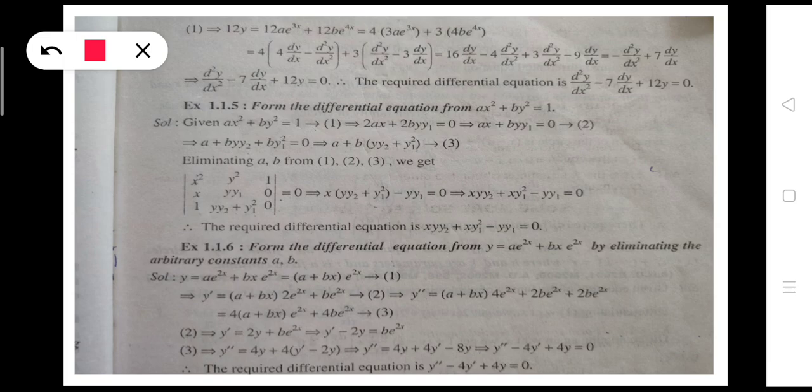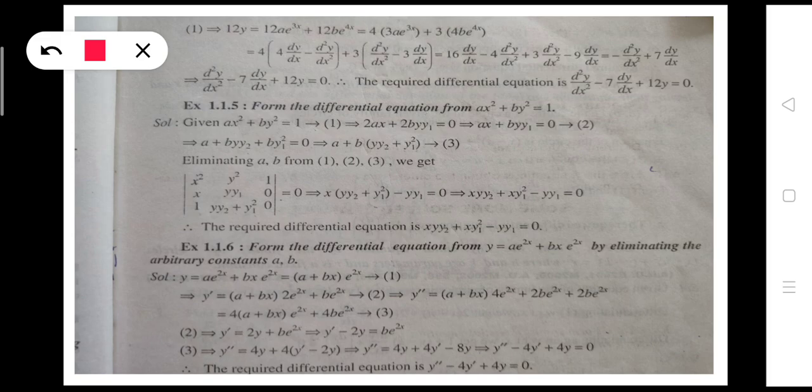Now simplifying, we got y double dash, we have to again differentiate with respect to x, that is y double dash is equal to a plus bx into 4 e power 2x plus 2b into e power 2x plus 2b into e power 2x. Now simplifying, we got 4 into a plus bx e power 2x plus 4b into e power 2x. This is equation 3. And from 2, y dash is equal to 2y plus b into e power 2x, that is written as y dash minus 2y is equal to b into e power 2x.